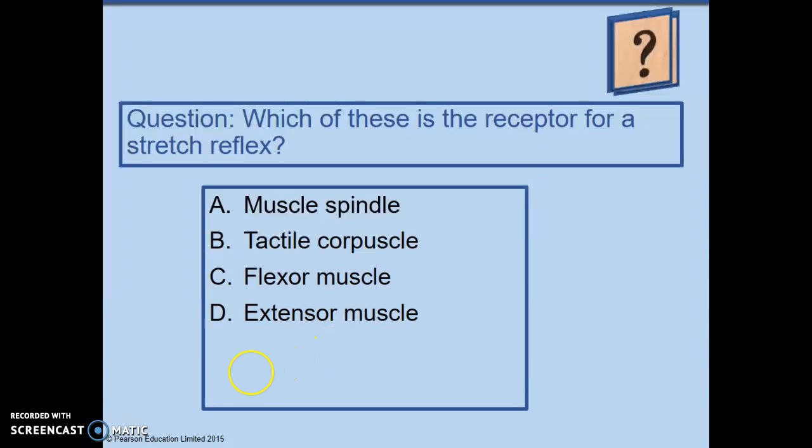Which of these is the receptor for a stretch reflex? Muscle spindle.